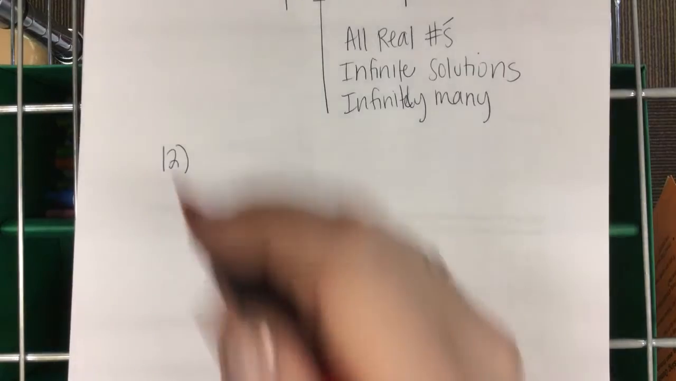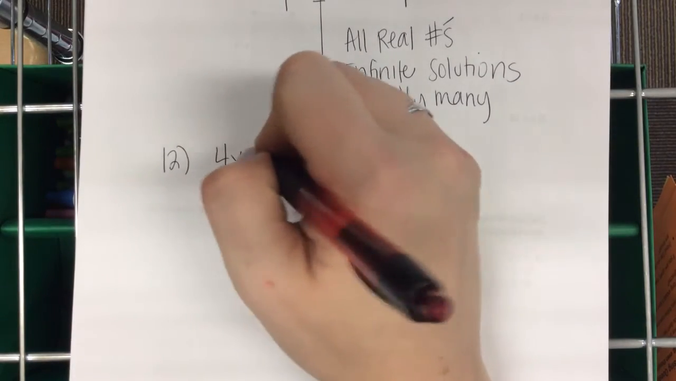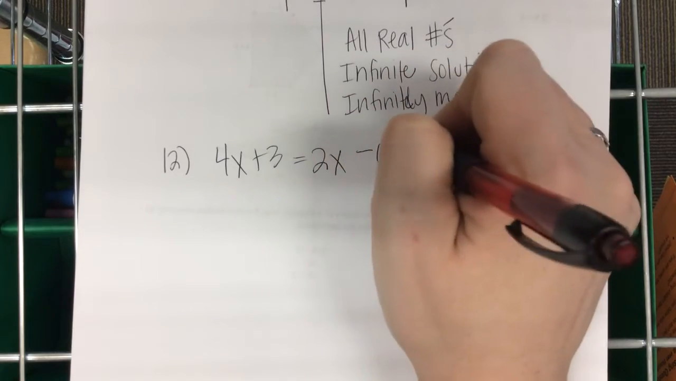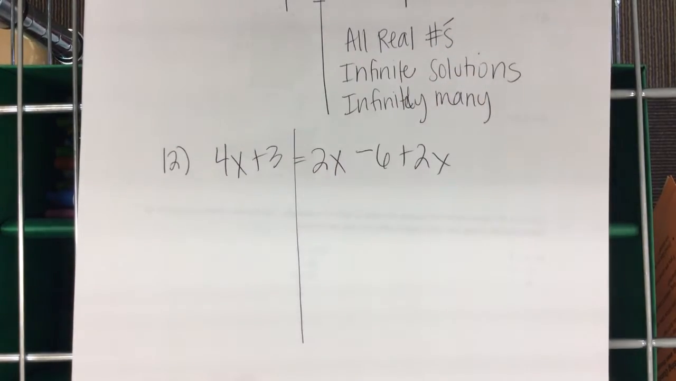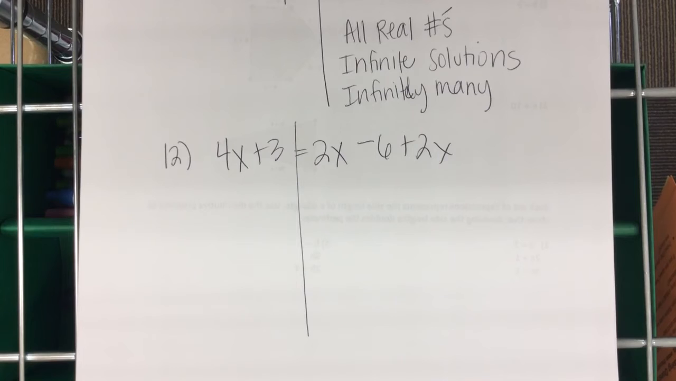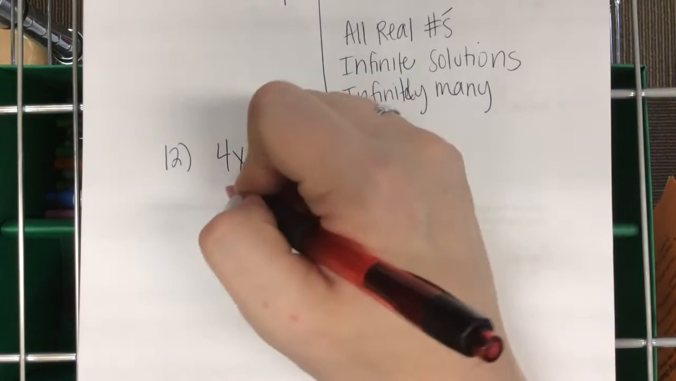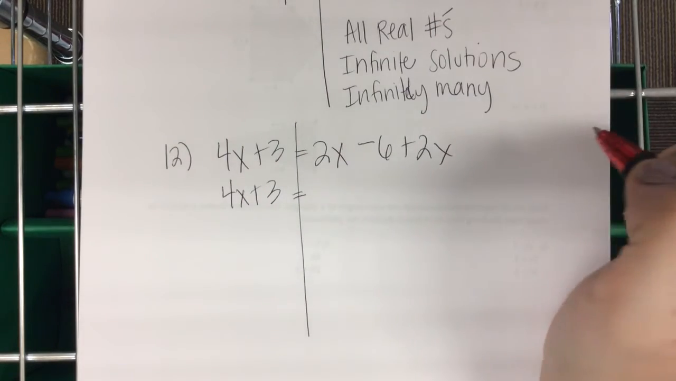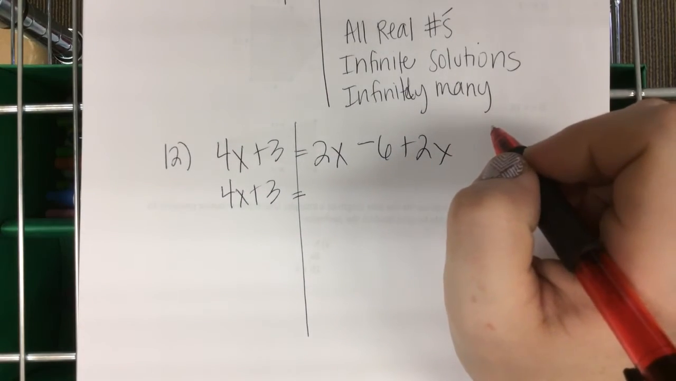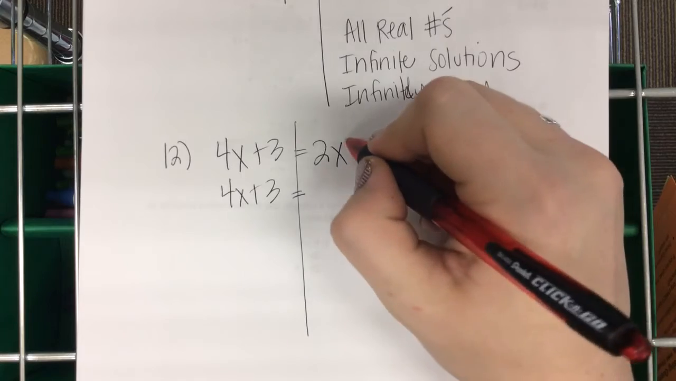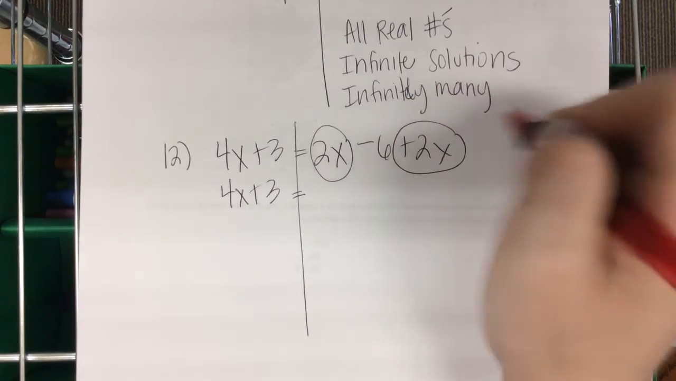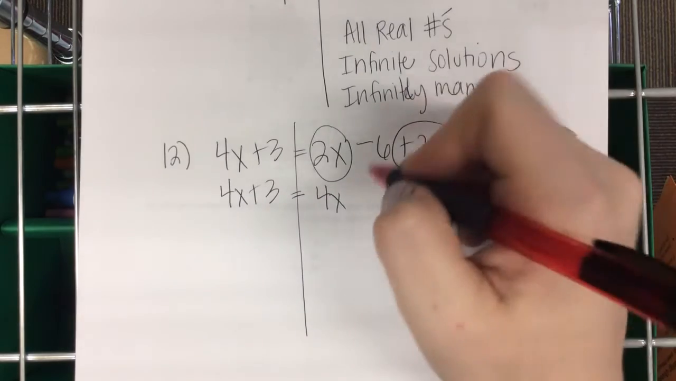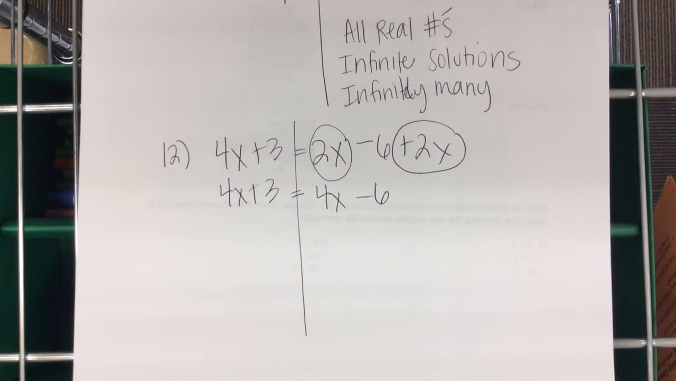Number 12. 4x plus 3 equals 2x minus 6 plus 2x. Is the left side good to go? Yep. Tell me about the right side. You need to combine my terms. 2x plus 2x is 4x minus 6.